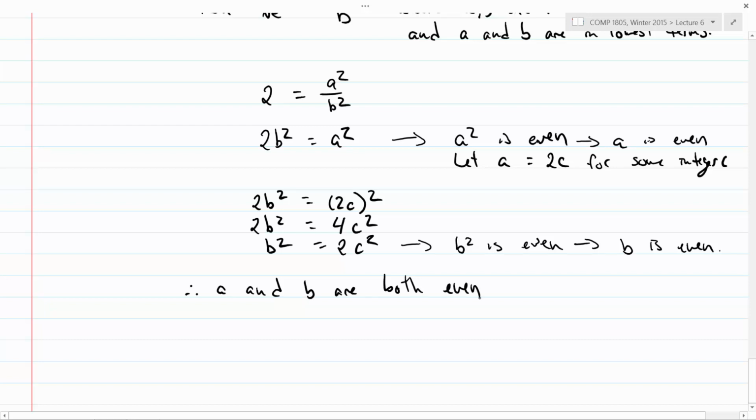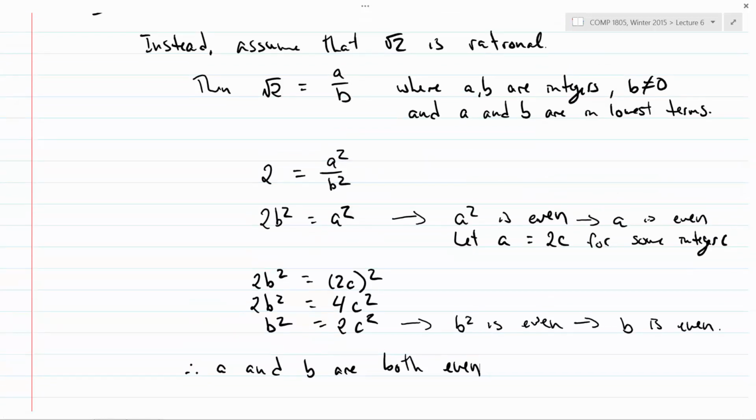And that is a problem or no? Is it okay that a and b are both even? No. So why is it not okay that they're both even? Yep. Because we already assumed that a and b are in lowest terms, and if they're not in lowest terms, then we should be able to divide both of them by 2. a and b are supposed to be in lowest terms, but they're both even, which means I could divide both by 2 to get a smaller fraction.